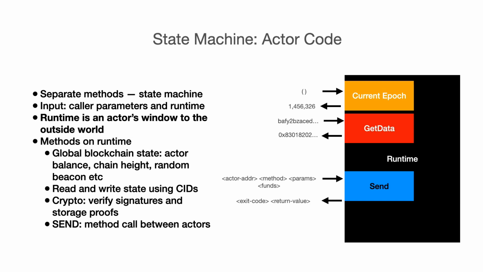And the runtime has a few key things. There's general blockchain state that it can get. There are no writes, just reads, like: what's the current epoch? What's the random beacon at this epoch? What's my balance? These are things that are not directly under the actor's state. There are also methods for reading and writing the state underneath the actor's state CID, which is pretty important for persisting changes. And there's also cryptographic verification of signatures and a variety of storage proofs, which is pretty important but also pretty simple. It's kind of like a Boolean yes or no: is this proof valid?